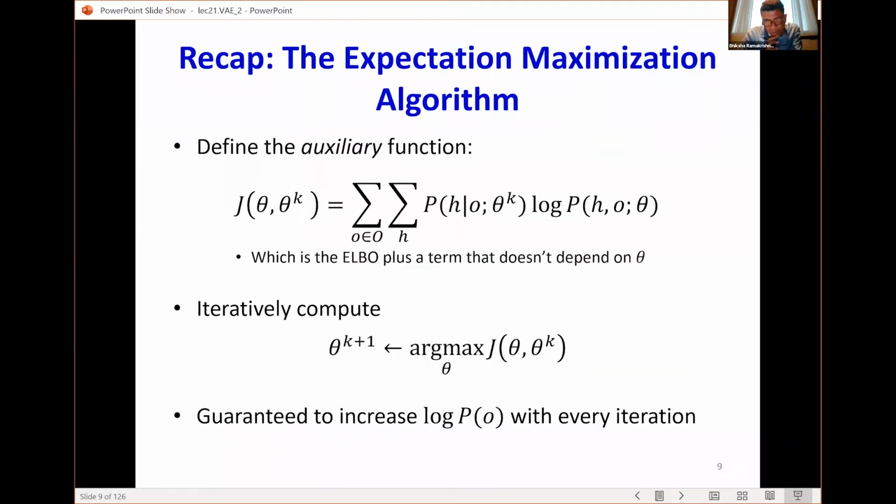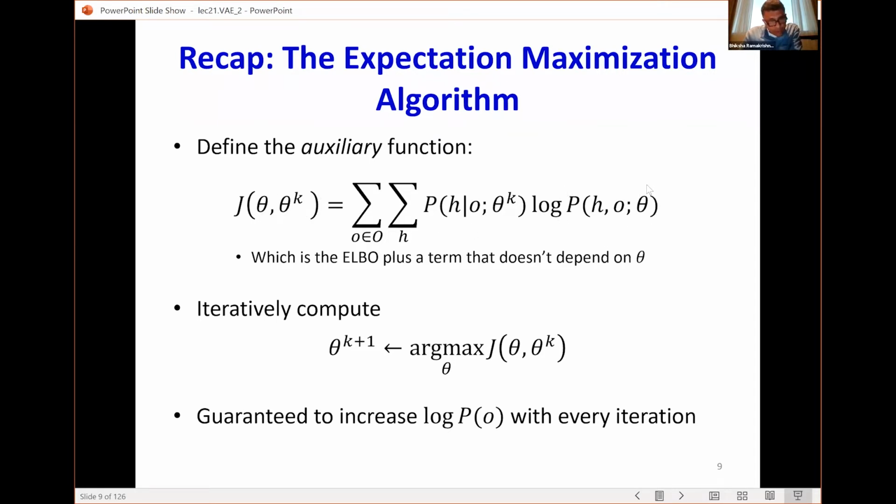We could define an auxiliary function, which is the expectation of the log likelihood of the complete data, where the expectation is taken with respect to the conditional distribution of the missing components, given the observed components, where this conditional distribution is computed using a previous estimate of the model parameters. So as a result, you get this auxiliary function, which is a function of two distinct sets of model parameters: the theta k that occurs here, and theta, which occurs over here.